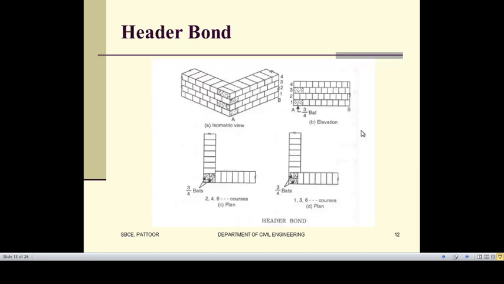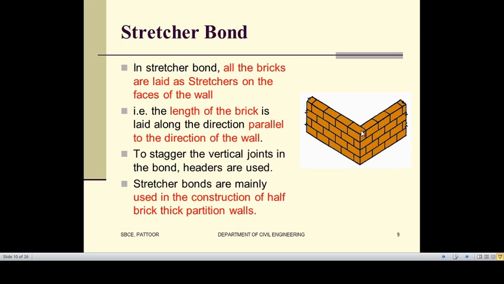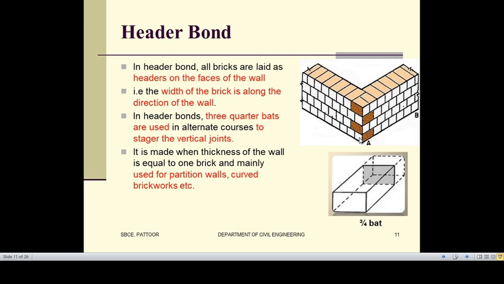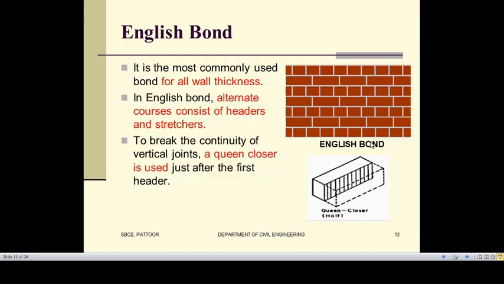We have seen in the previous two bonds how the vertical joints are staggered. In stretcher bond, in order to stagger the vertical joints, we were using a header on alternate courses. Similarly, in header bond, to stagger the vertical joints, we were using a 3/4 bat. Similarly, in English bond, to break the continuity of vertical joints, a queen closure is used.